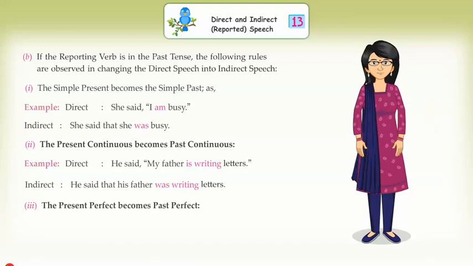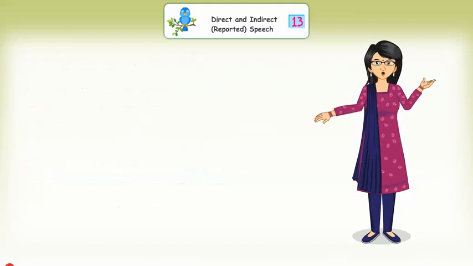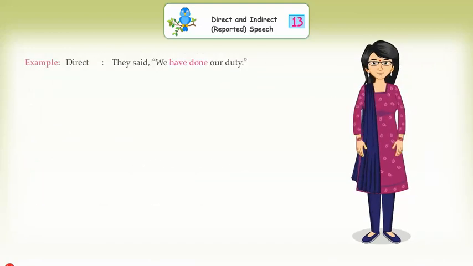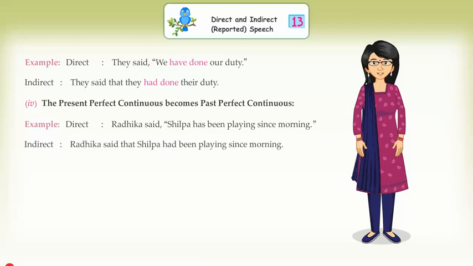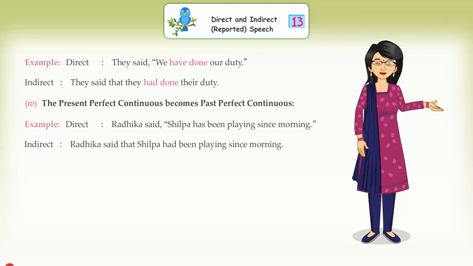3. The present perfect becomes past perfect. Example. Direct: They said, "We have done our duty." Indirect: They said that they had done their duty. 4. The present perfect continuous becomes past perfect continuous. Examples: Direct: Radhika said, "Shilpa has been playing since morning." Indirect: Radhika said that Shilpa has been playing since morning.